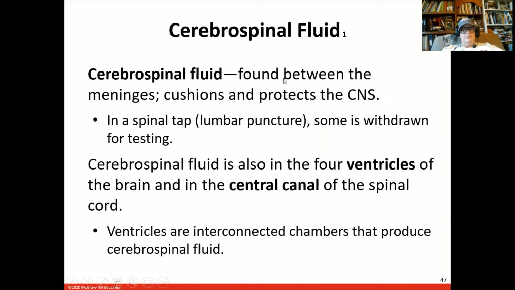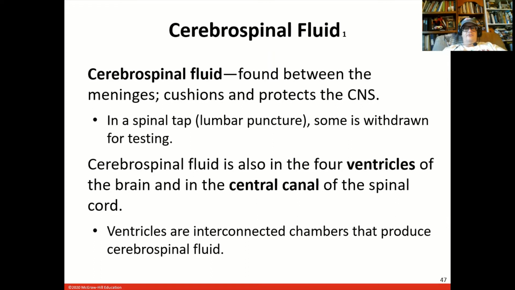All right, so the cerebrospinal fluid is found between the meninges. It cushions and protects the central nervous system. When someone does a spinal tap, turn it up to 11. Sorry, bad band joke. When someone does a spinal tap, a lumbar puncture, they're taking a syringe and sucking out cerebrospinal fluid to test it.